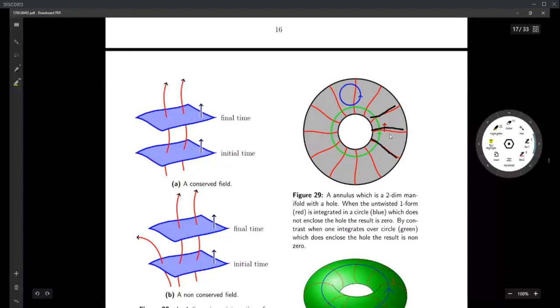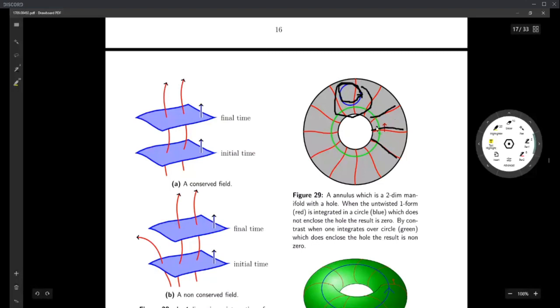So when we take the path of integration to be this, we integrate over this blue line, and we can obviously see that we don't pass any holes. There are no holes in this part of the manifold. So we can ensure that the integral is zero, because it closes in on itself.